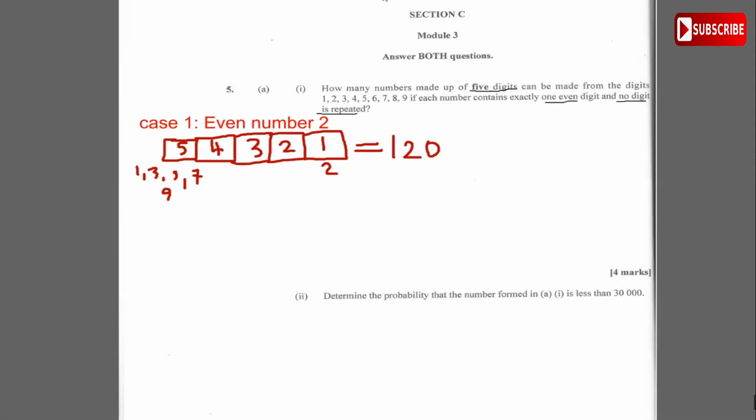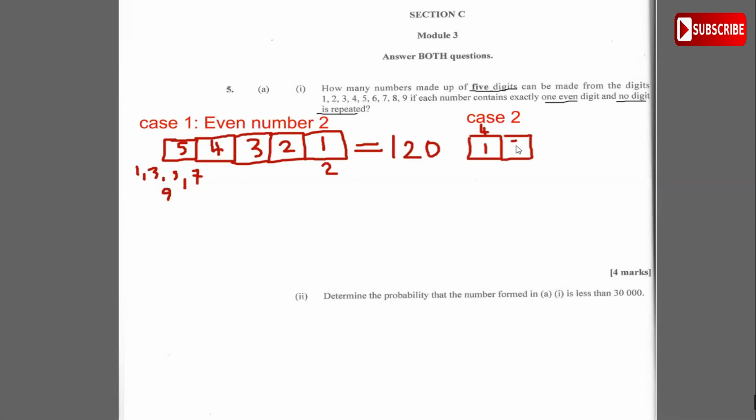Case 2 is when we choose a different even number. Let's say we choose the even number 4. Since we choose the even number 4, 4 is the only even number that will be there. So since we choose 4, we can't use 2, 6, or 8. We're left with 1, 3, 5, 7, and 9 to choose from. So there are 5 ways you can choose the next number.